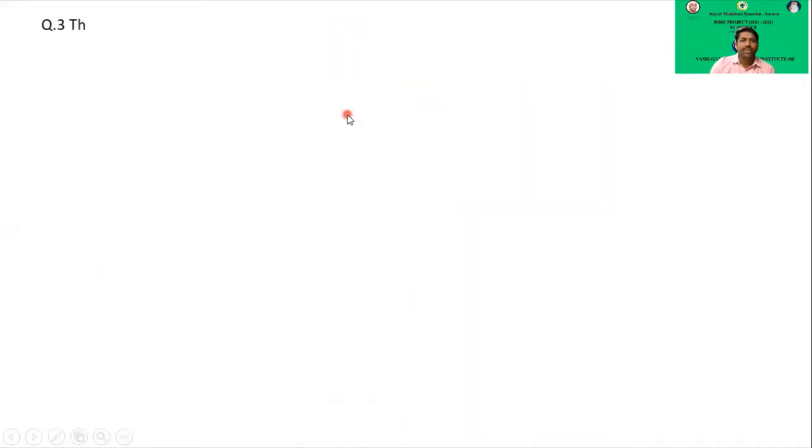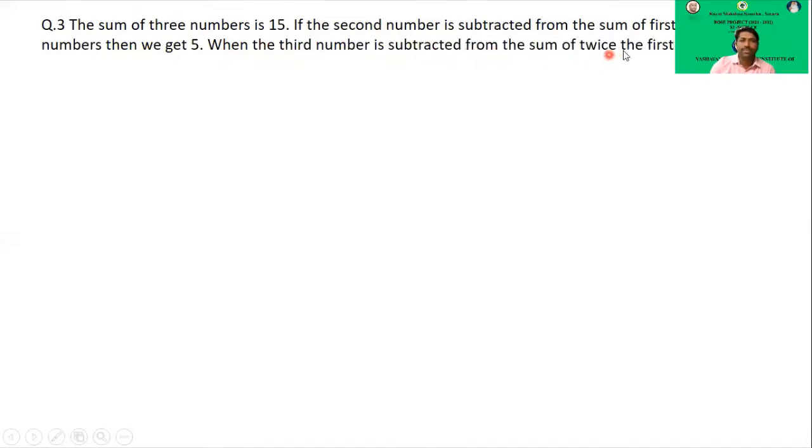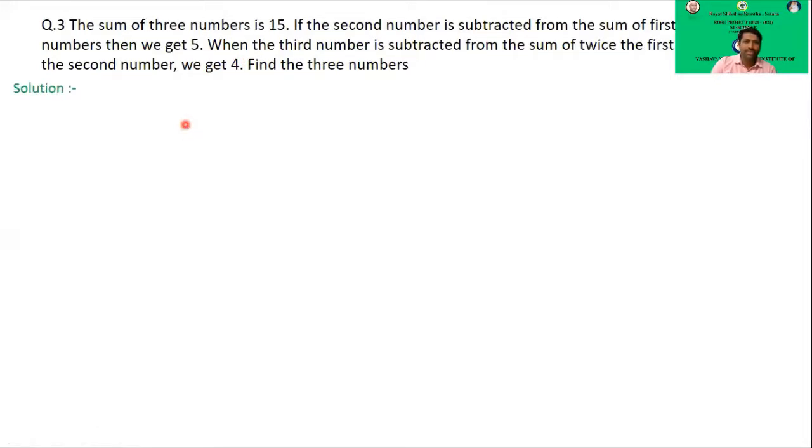Now we see one word problem example here. The sum of three numbers is 15. If the second number is subtracted from the sum of first and third numbers, then we get 5. When the third number is subtracted from the sum of twice the first number and the second number, we get 4. Find three numbers. So we have to find three numbers which satisfy all these three conditions. So let us start the solution. So we have to consider those three numbers. So let the three numbers be A, B, C.